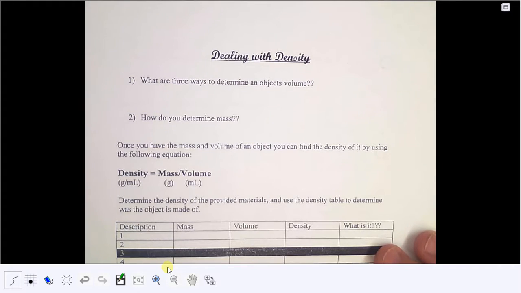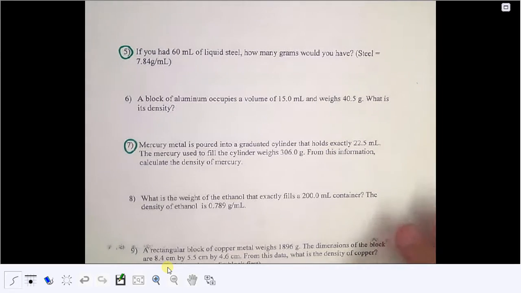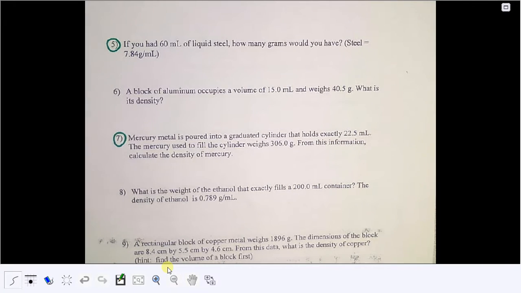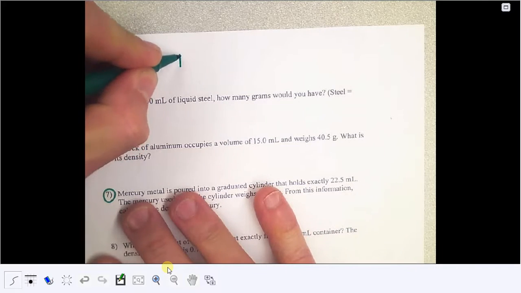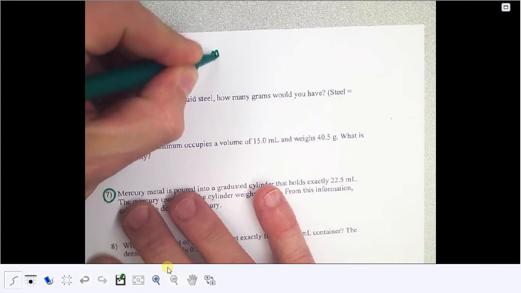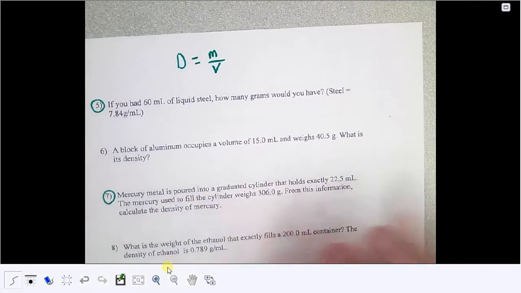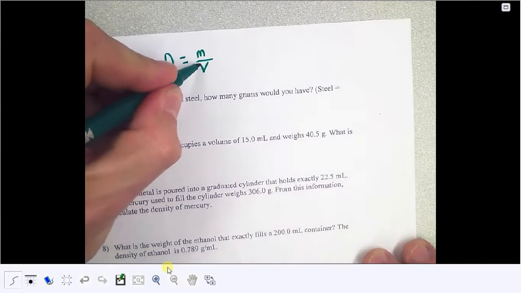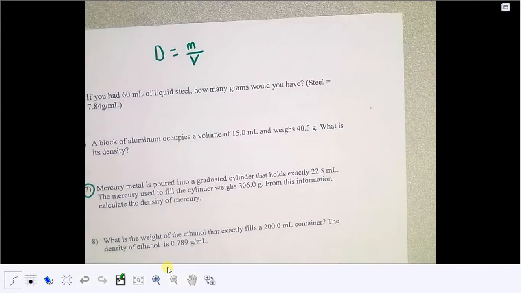Assignment dealing with density. I'm going to demonstrate the three different types of problems that you will likely see on your test that have to do with finding the density, the mass, or the volume. So just to remember, we're always going to use density equals mass divided by volume. D equals m over v.